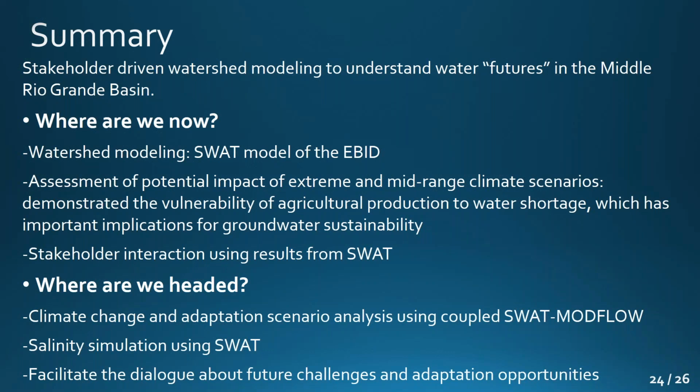We're already demonstrating the vulnerability of agricultural production to water shortage if there are extreme water scenarios, for example, no release from the Caballo Reservoir actually unfold. And of course, those scenarios have important implications for groundwater sustainability because the users are not just going to absorb that water shortage stress. They're going to switch to groundwater resources in the conjunctive management scheme. So there's a question of groundwater sustainability in this region. And we want to use these models to interact with stakeholders in the coming year.